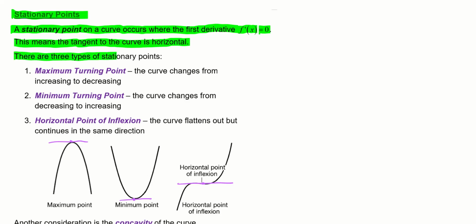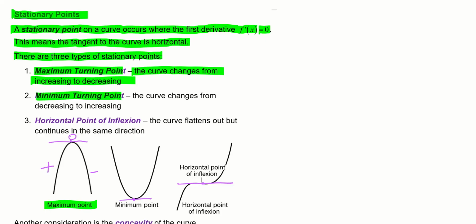There are three types of stationary points. There is a maximum turning point, which we can see here. The curve changes from increasing to decreasing. So the gradient is positive here, 0 here, and then negative. Minimum turning point. The curve changes from decreasing to increasing. So negative gradient, 0 gradient, positive gradient.